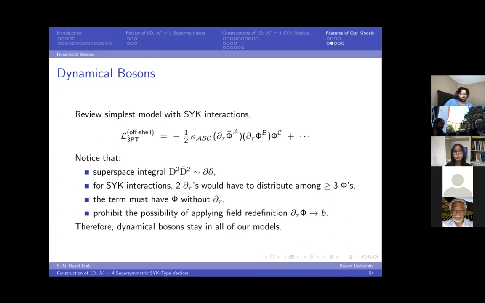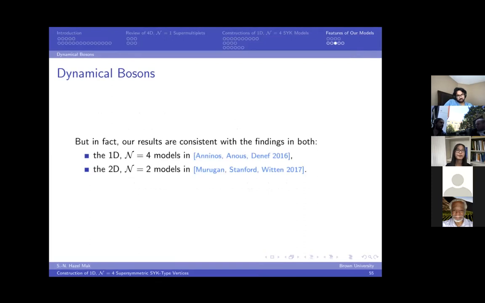And yeah, so we have all the dynamical bosons in our models. But in fact, this is consistent. We are not insane, because these models are consistent with the other supersymmetric SYK models with the same number of supersymmetries in the literature. For example, the 1D N=4 models in the earliest paper also contain dynamical bosons.